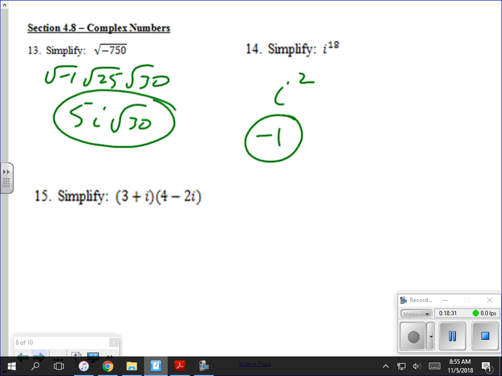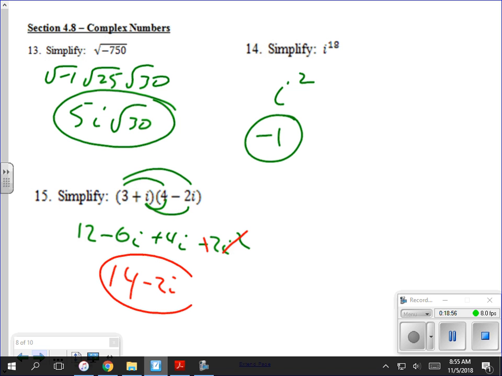Number 15, you FOIL it out. 3 times 4 is 12. 3 times negative 2i is negative 6i. i times 4 is 4i. i times negative 2i is negative 2i squared. i squared is negative 1, so this becomes a plus 2. 12 plus 2 is 14. Negative 6i plus 4i is negative 2i. And you just FOIL it out like you would anything else. Okay. Questions? And I'd study this one based on your quiz scores.